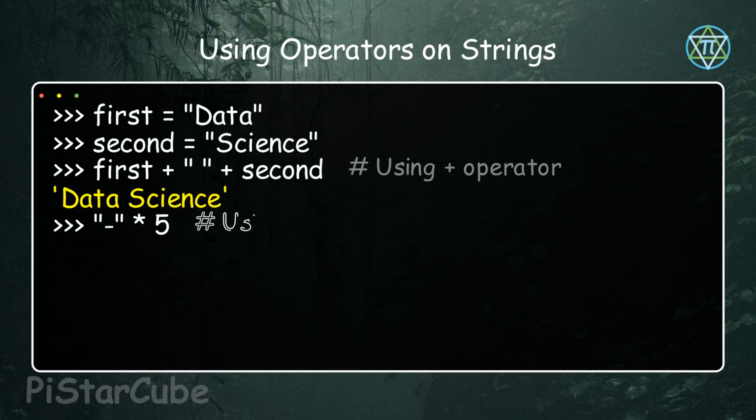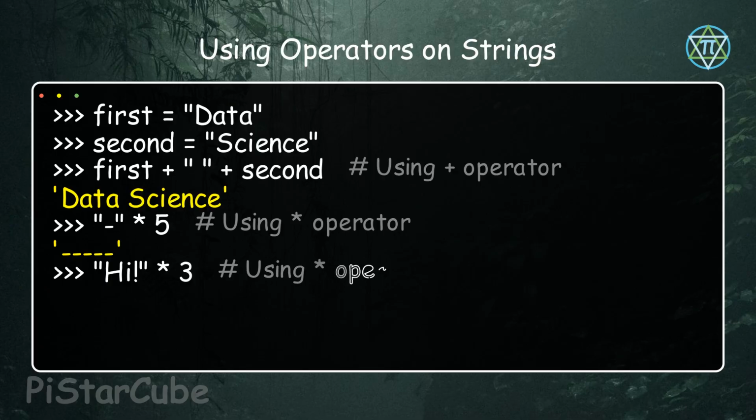Next up, the star or asterisk operator is a neat trick to repeat strings. Imagine you want to create a line of dashes. Just type dash times 5 and boom, you get a line. Or say you want to cheer someone, like just enter hi times 3 and you get it. It's a simple way to create patterns or repeat a message without typing it over and over.